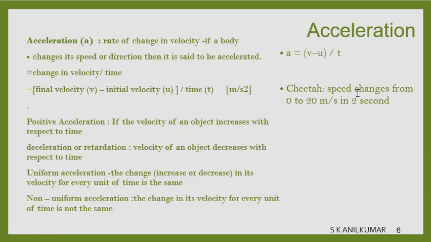So if you have positive and negative, or if you have non-uniform, then what do we do? We go for average, right? So here also you have uniform acceleration. What is that? The change can be an increase or decrease. It can be positive or negative. It can be acceleration or deceleration. It can be retardation. The increase or decrease in the velocity for every unit of time is the same.